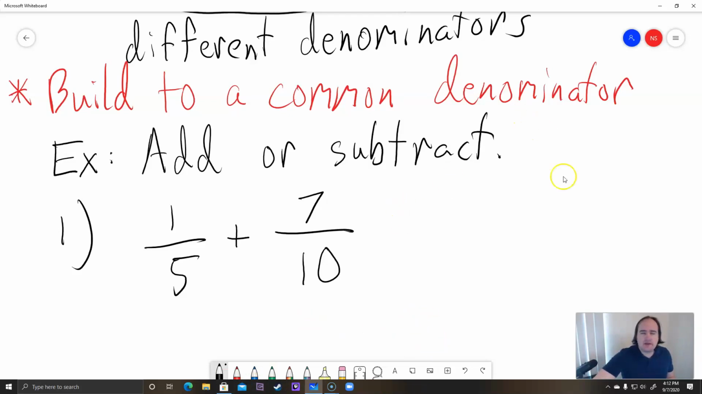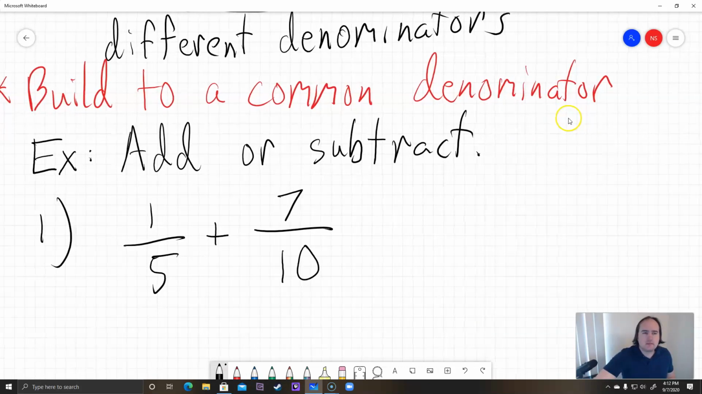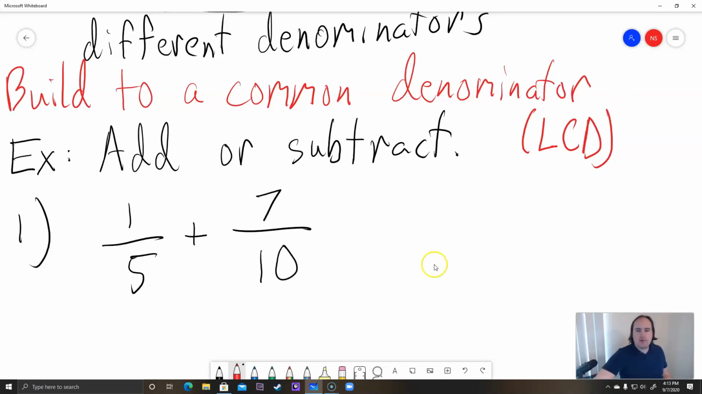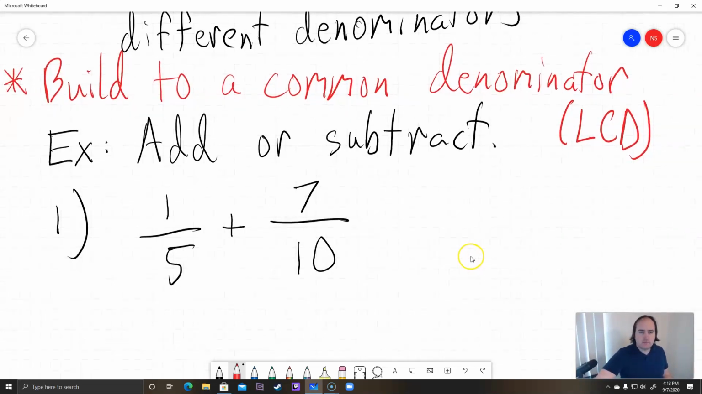So the common denominator that most people use is the LCD. So the lowest common denominator is called the LCD. Now you don't have to use the LCD. As long as they have the same denominator, it's good enough. But most people build to the LCD. But here with this problem, you basically just multiply by what you're missing until they have the same denominator. That's your goal.